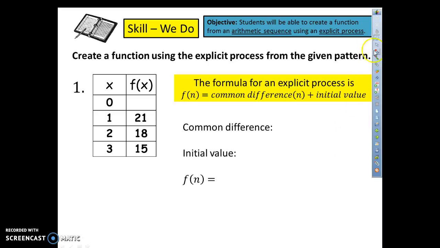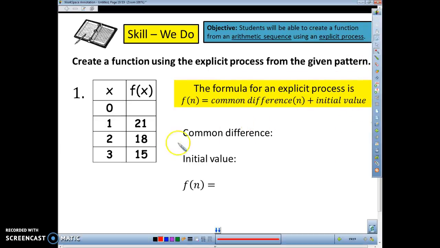Here's an example. In this problem, I need to find the common difference. So I look at my f of x values, and the difference here is minus 3. Each term I am subtracting 3. So my common difference is negative 3. Since there is a common difference, this is arithmetic, and I can create my explicit process.